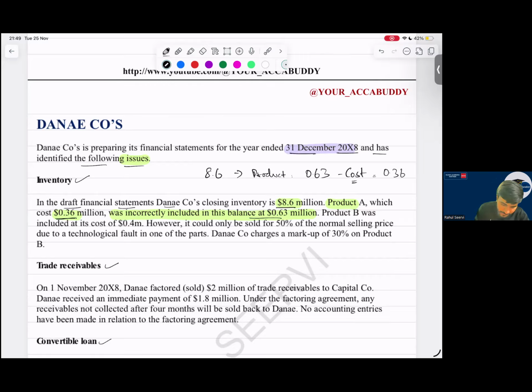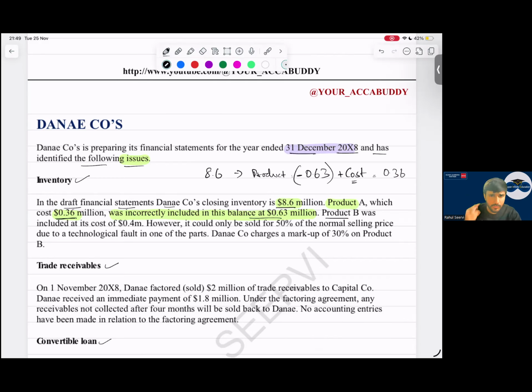So what will I do? I will do one basic thing. This 8.6 I will take. This I will minus, because I have to remove that part, and I will add the cost, that is 0.36. I will get the value of the inventory. Then let us see.